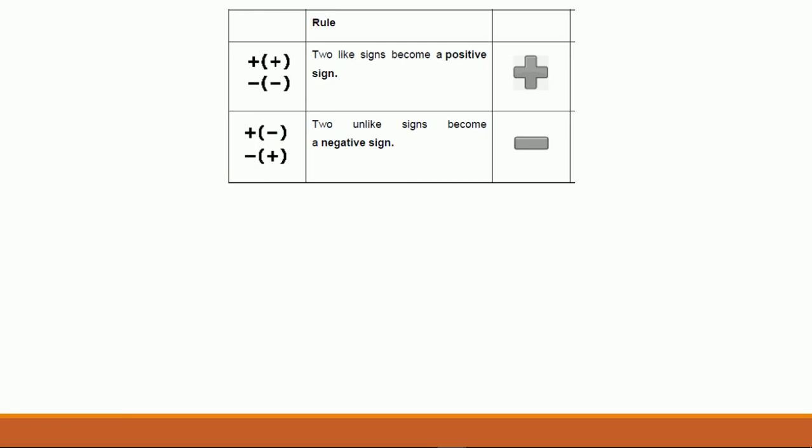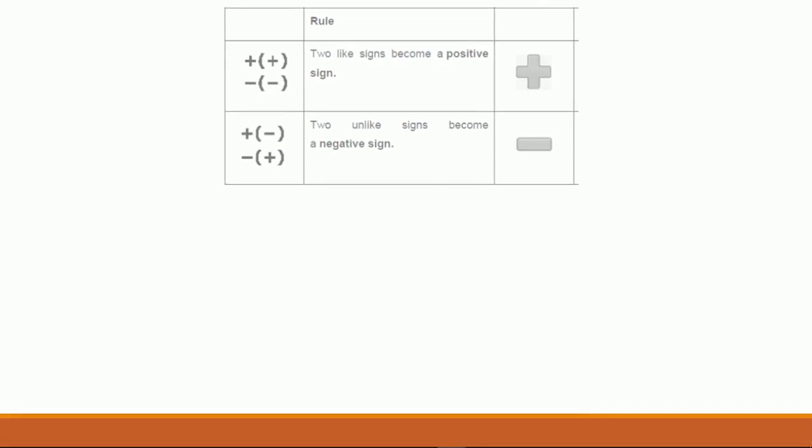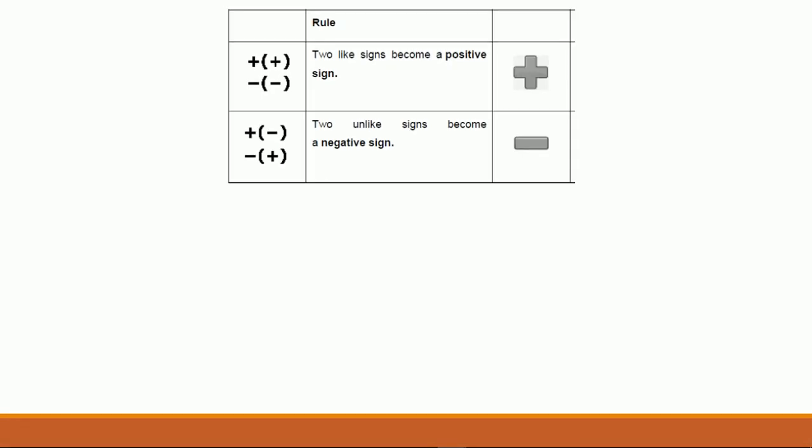You must also remember that sometimes we have more than one sign next to each other, and here comes an important rule. You can see it's flickering there. When the two signs are the same next to each other and a bracket, those two signs, like a positive and a positive, will become a positive, and a negative and a negative will become a positive. So two like signs become a positive sign, and a positive and a negative, two unlike signs, become a negative sign. These rules are important to remember.